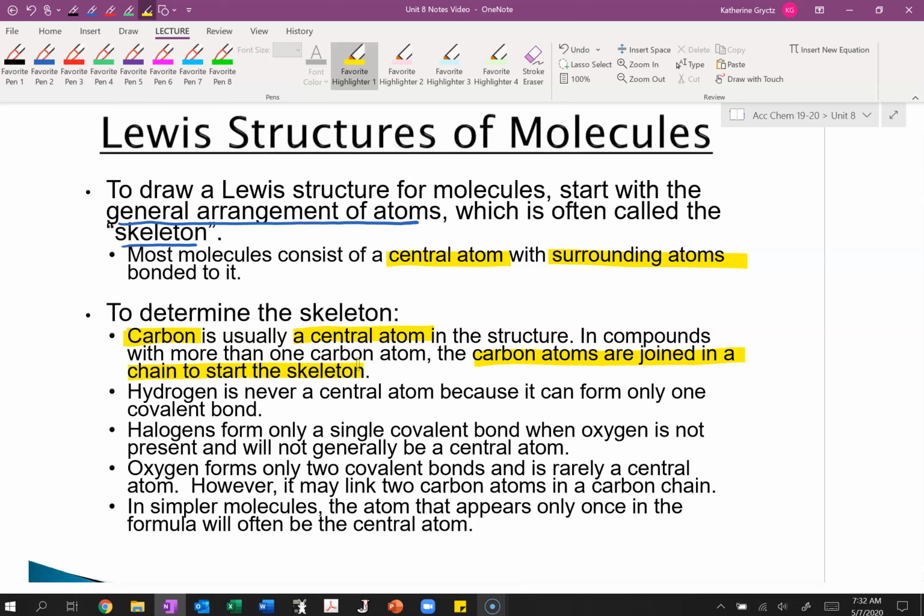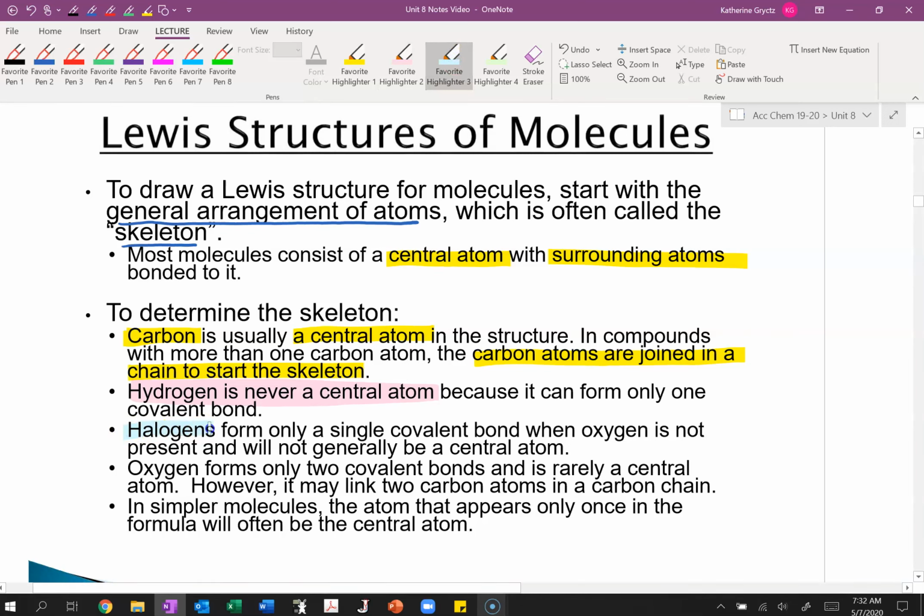Hydrogen is never, ever, ever a central atom. It only ever forms one bond, and if you only have one connection, you can't be in the middle of anything. To be in the middle, you have to be able to form at least two. So hydrogen is never a central atom.